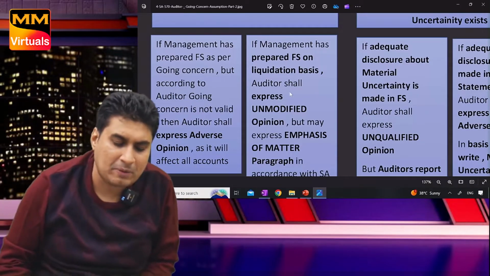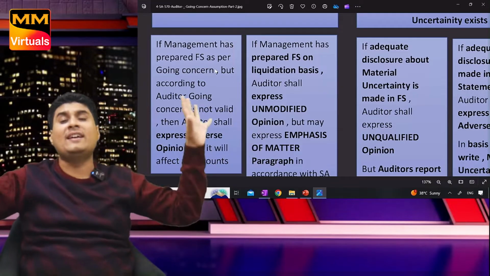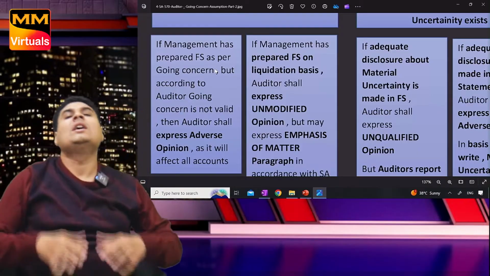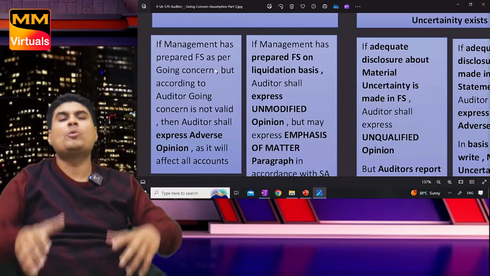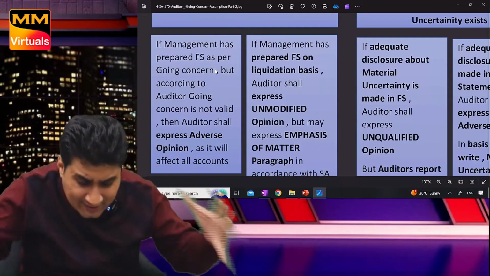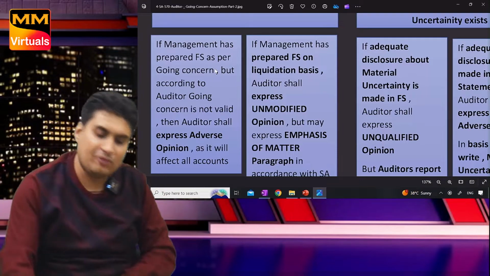If management has prepared financial statements as per going concern is valid, but actually going concern is not valid, and they have prepared on cost, then what will we do? We will give an adverse report because everything is wrong. Assets, liability, income, expense, everything is wrong, because it will affect all accounts. Very simple.